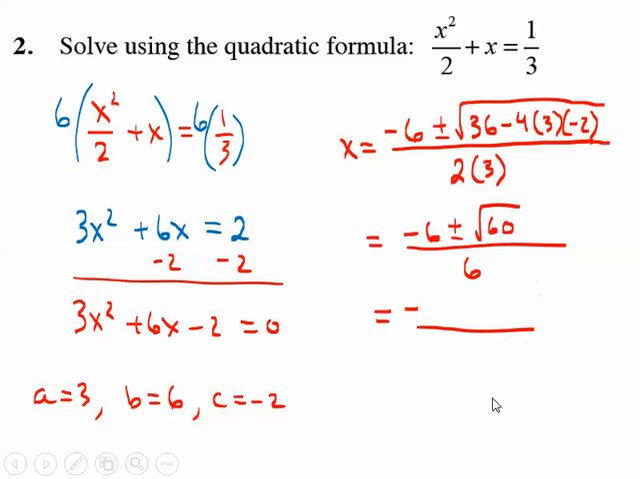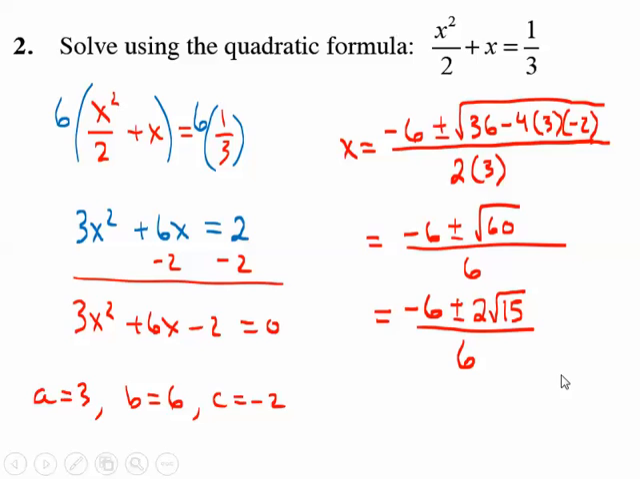So negative 6, plus or minus 2 on the outside, 15 stays inside, over 6. Okay. And again, each one of these problems has a little extra piece to it that you have to learn. So it's not just learning it, there's an extra piece each time. The extra piece here is that I can simplify this some more, which we haven't seen yet.